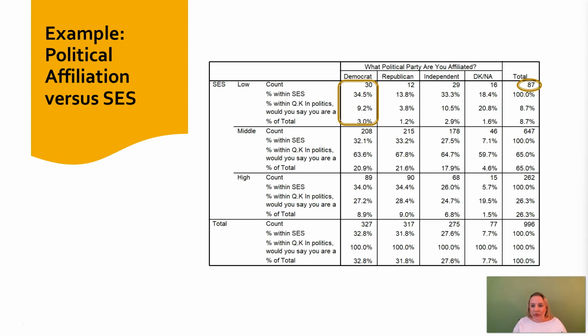The third value is the percentage of those who identified as Democrats that are low socioeconomic status. So those 30 cases are 9.2% of the 327 observations who identified as Democrat. The last value indicates that those 30 observations represent 3% of the 996 total observations. This output from SPSS can seem rather cluttered, but it does come in handy in Analytics 1 when you're working with conditional probabilities. It might seem a little awkward now, but it will become more familiar with practice.